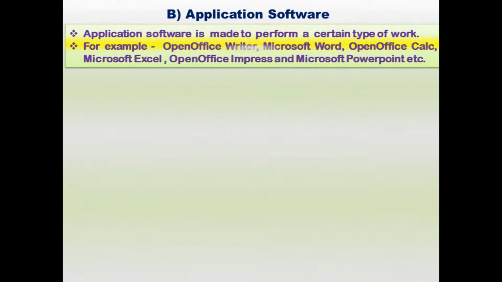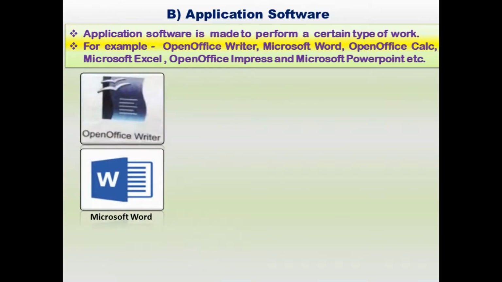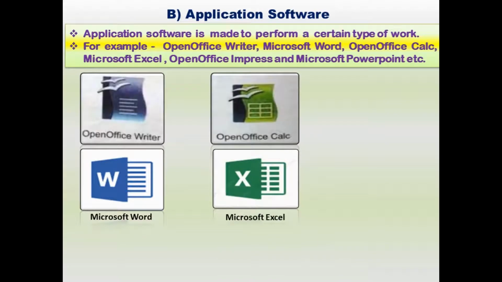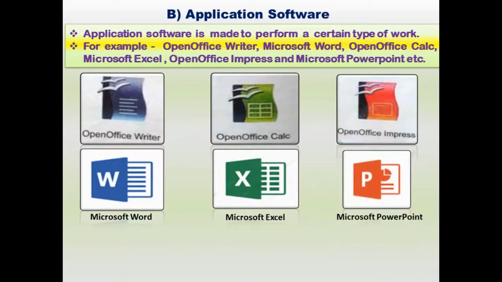Application software. Application softwares are designed to perform a specific task. For example, Microsoft Word and OpenOffice Writer. Such kinds of softwares are made to create documents and store the information in a well-defined format. Microsoft Excel and OpenOffice Calc, such kinds of application softwares are specially designed to perform arithmetic calculations on numeric data and present them in tabular format, as well as creating charts on that.